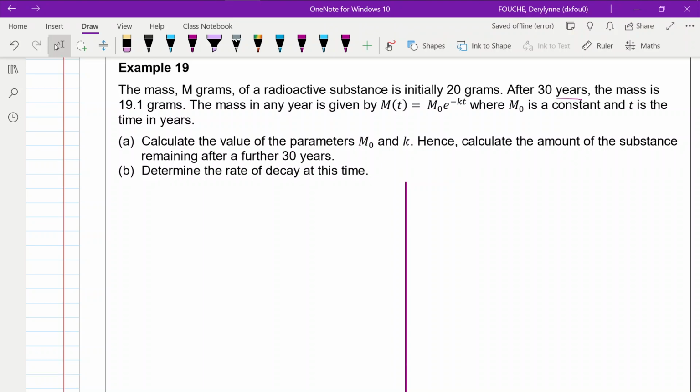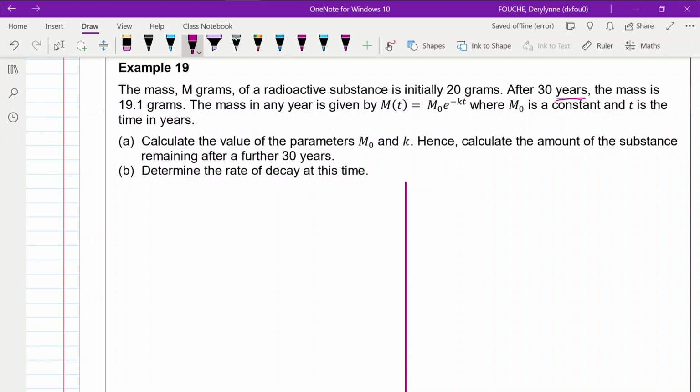Alright, now we're going to have a look at some applications of derivatives with exponential functions. In this example, we have that the mass m grams of a radioactive substance is initially 20 grams. After 30 years, the mass is 19.1 grams. The mass in any year is given by m(t) = m0 e^(-kt), where m0 is a constant and t is the time in years.